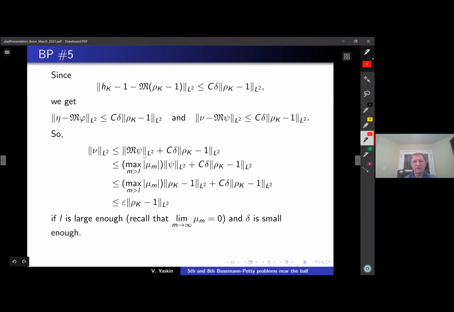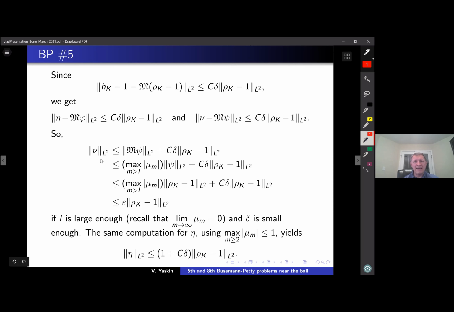So for eta, you get this. So this is a small term. The main term is here, right? But actually, since in psi we'll only have harmonics of order greater than L, we can bound it by the L2 norm of psi times the maximum of these coefficients, right? But these coefficients, they go to 0. So this maximum is very small here, right? And by choosing delta also small, you can make these coefficients as small as you want, less than epsilon, right? So nu is less than epsilon times this L2 norm.